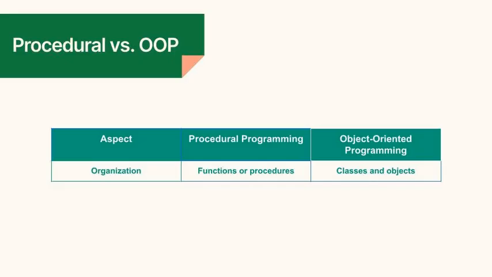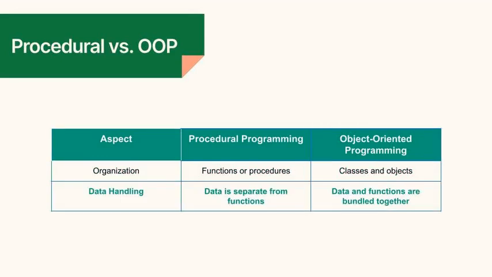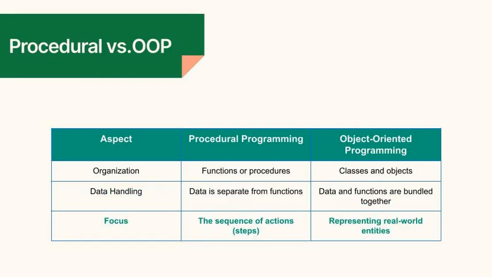In procedural programming, code is organized into functions or procedures, whereas in object-oriented programming, code is structured around classes and objects. Procedural programming handles data separately from the functions, while object-oriented programming bundles data and functions together within classes. Procedural programming emphasizes the sequence of actions or steps needed to complete a task, whereas object-oriented programming focuses on modeling real-world entities.